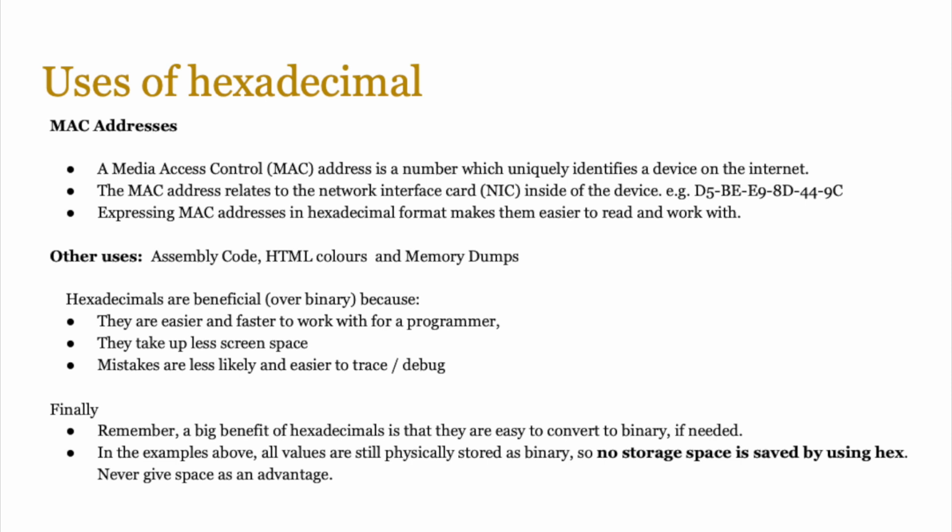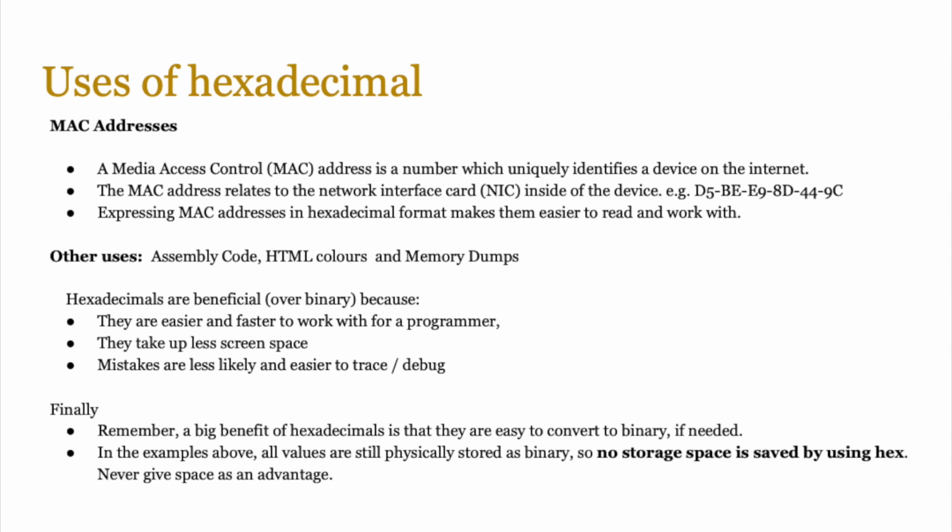So hexadecimals are beneficial over binary because they are easier and faster to work with for a programmer. They also take up less screen space, and it's easier to find mistakes and debug or trace a program when you're using hexadecimal rather than binary. Just remember that a big benefit of hexadecimals is that they're easy to convert to binary if needed, because each group of 4-bit binary can go straight into a hexadecimal digit.